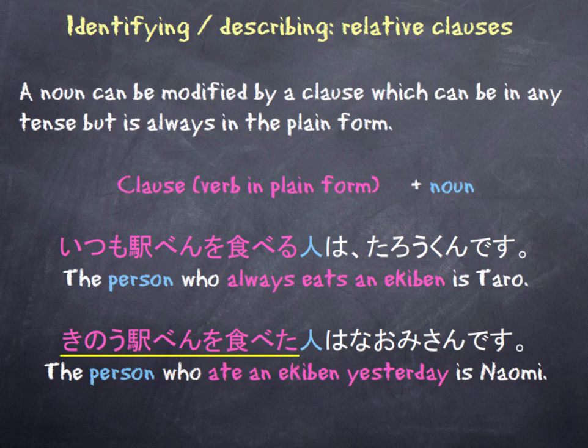And it's 昨日駅弁を食べた. In this case, our verb, again, is in plain form, but it's in past tense. So remember, your verb can be in any tense, but it needs to be in plain form. Again, our noun attached to our phrase is the word person, which is hito.